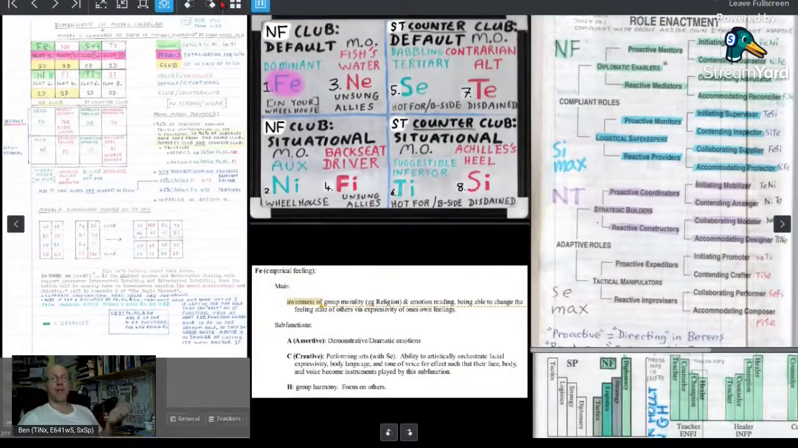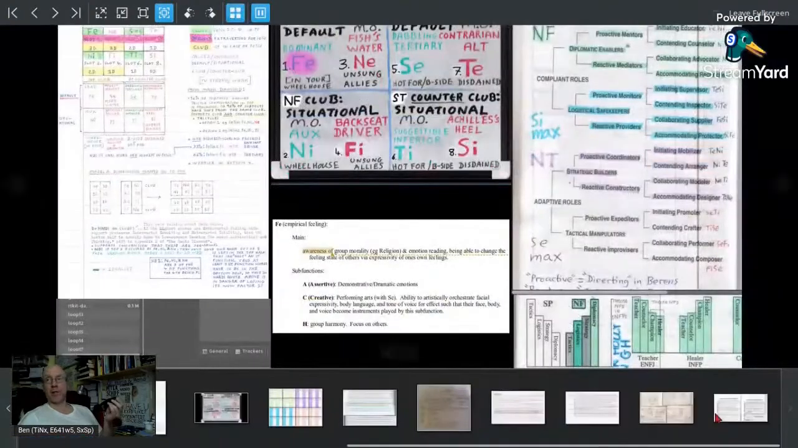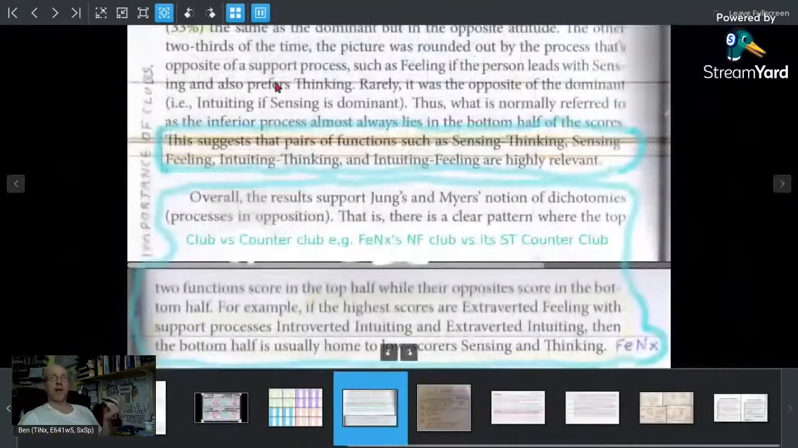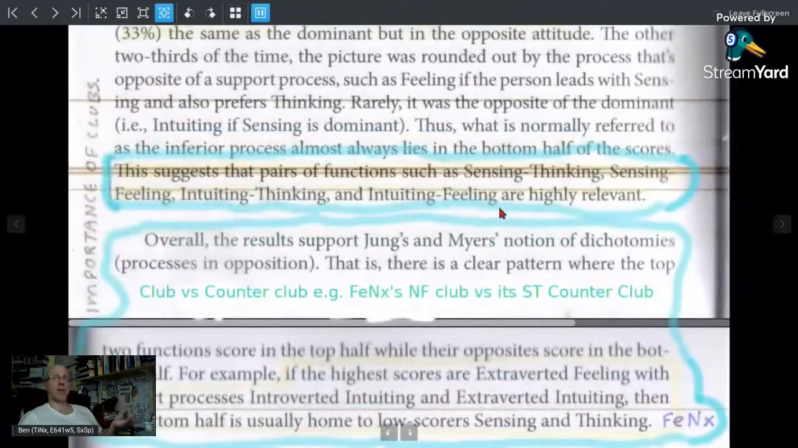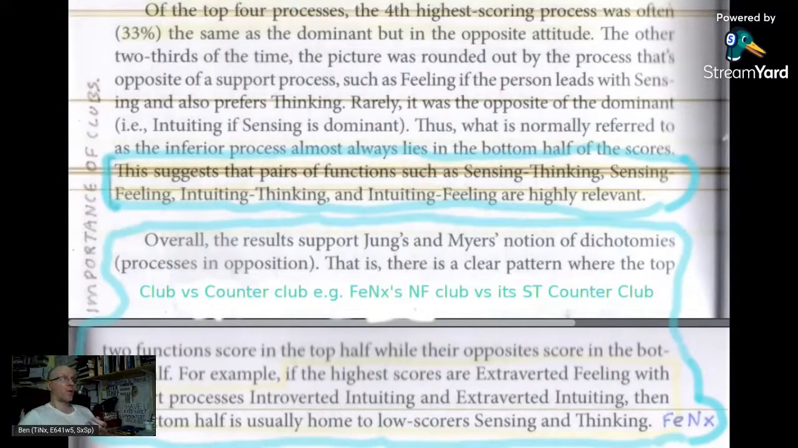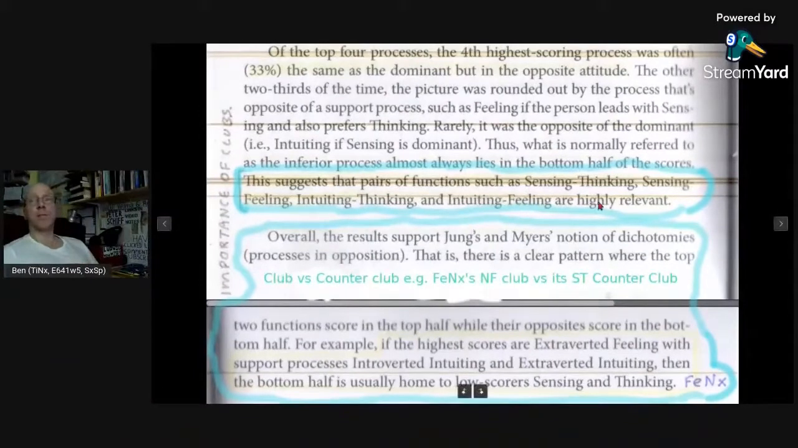And this is something here from Dario Nardi. This is from the back of his most recent book, The Magic Diamond. He himself doesn't use the term club because it's from Socionics, but you can see here that this suggests that pairs of functions such as sensing thinking, which is the ST club, sensing feeling, SF club, intuitive thinking, NT, are highly relevant. So the clubs are highly relevant.